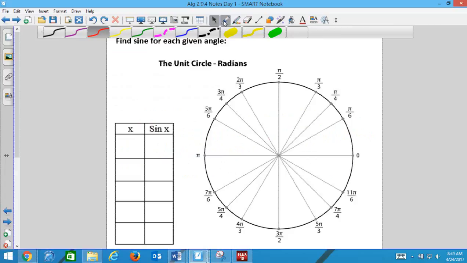Okay, first thing we're going to do is just talk about how to recognize sine. We're not going to be graphing sine, cosine, and tangent all in the same graph. It's only sine, or it's only cosine, or it's only tangent. It's just one at a time.